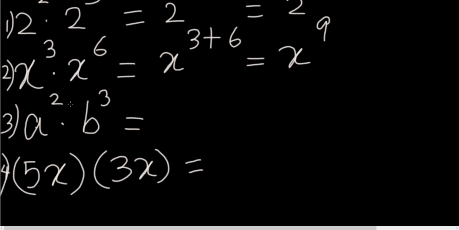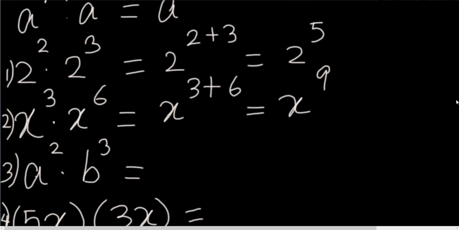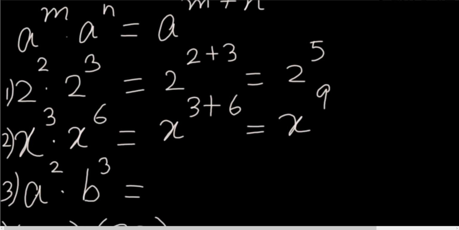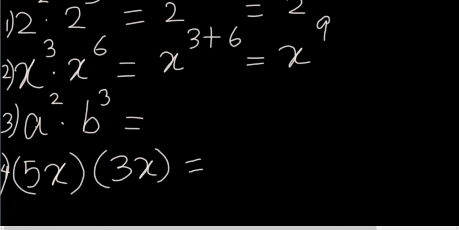Now here, pause for a minute and think. a squared times b cubed. Can we apply this rule to this problem? And the answer is no, because here the base is different. Here it's a and here it's b. So the base should be the same variable or the same constant.